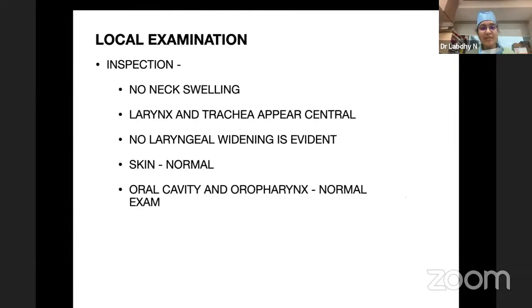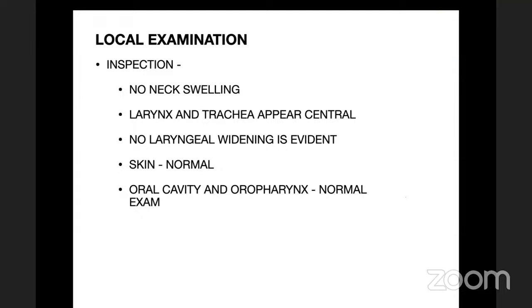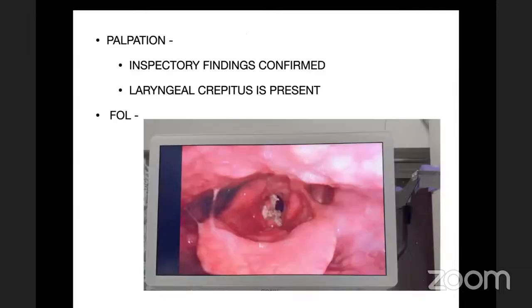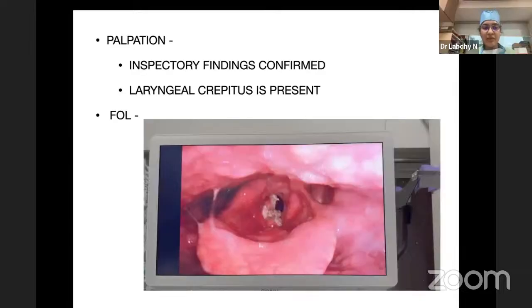Coming to the local examination, on inspection, there is no neck swelling. The larynx and trachea appear central. There is no laryngeal widening that is evident. The skin is normal over the neck, the oral cavity and oropharynx examination are normal, and tongue movements are also normal. The inspectory findings are confirmed on palpation, and additionally, laryngeal crepitus is present.